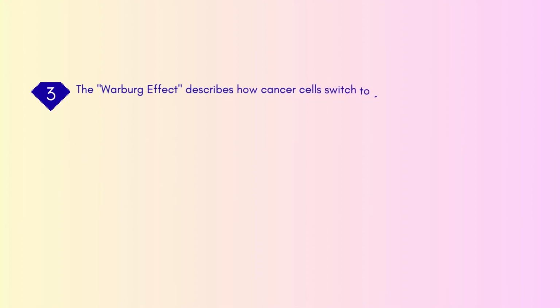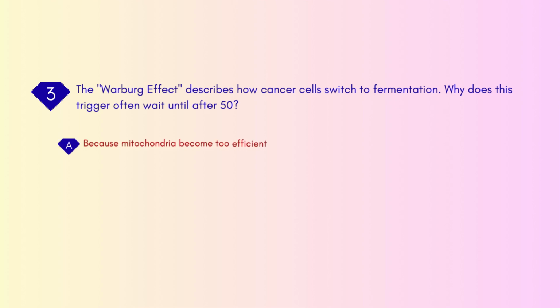The Warburg effect describes how cancer cells switch to fermentation. Why does this trigger often wait until after 50? A. Because mitochondria become too efficient. B. Because cumulative mitochondrial decay forces the cell into survival fermentation.